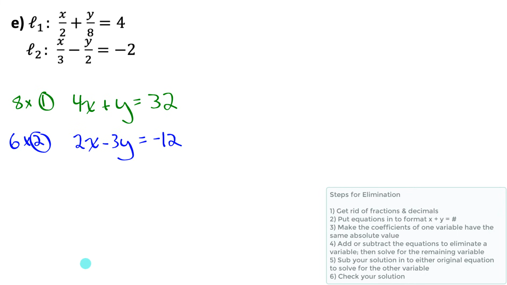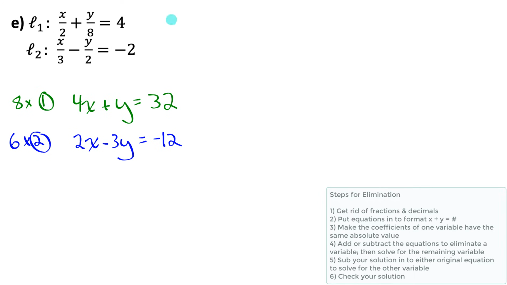Notice these are in the proper format, where we have the x's lined up in a column, the y's lined up in a column, and the constants on the other side of the equal sign in a column. But neither the x's or the y's have coefficients that are the same absolute value. So we could eliminate the x's if I multiplied equation 2 by 2, that way they both have a coefficient of 4, but I think I'll eliminate the y's.